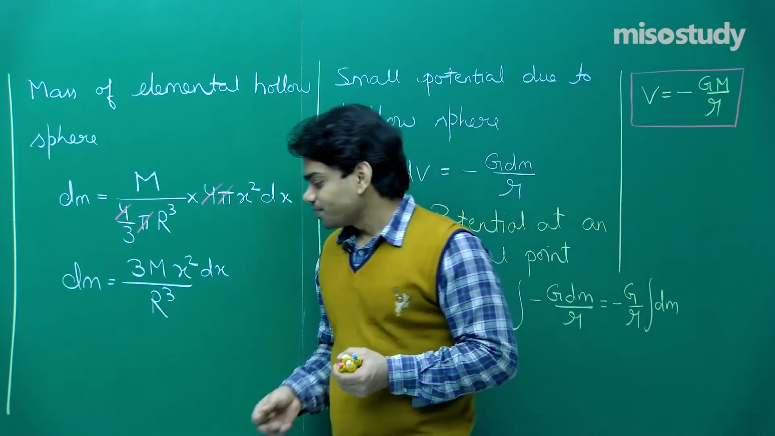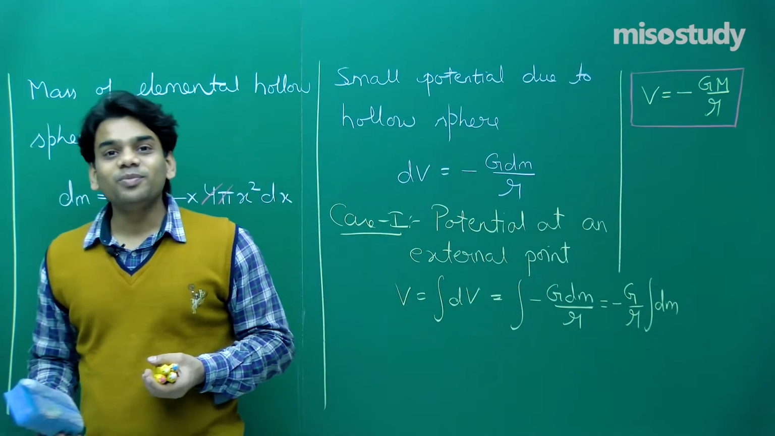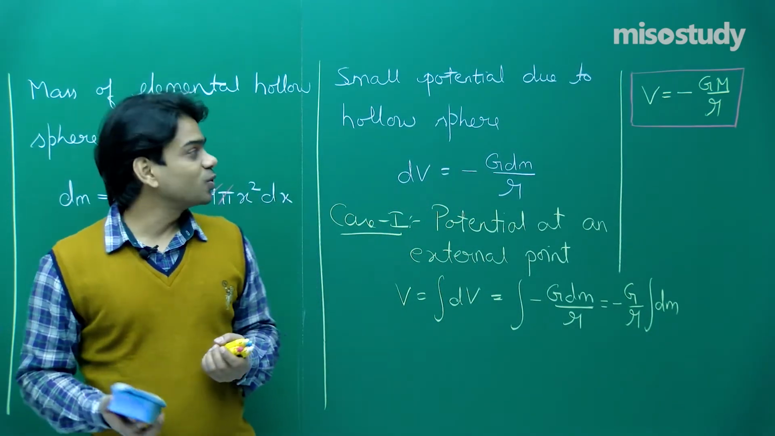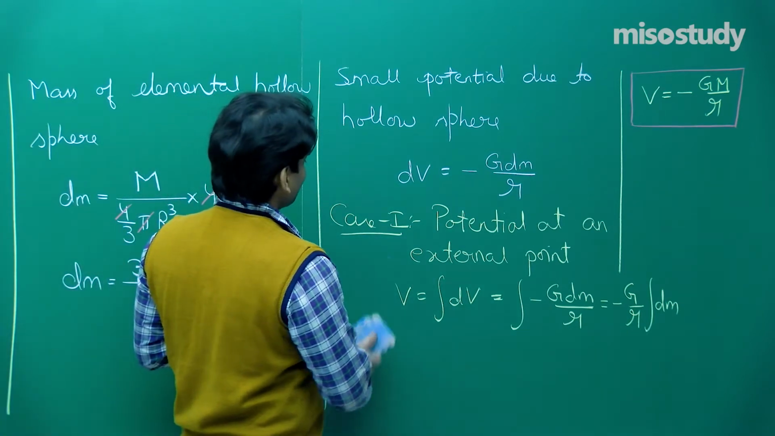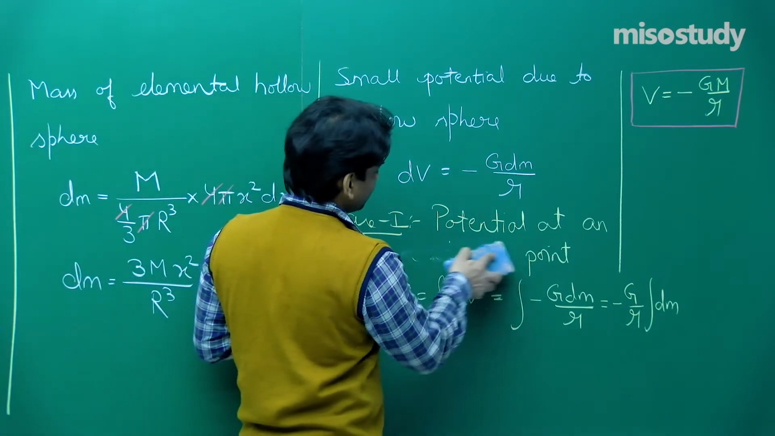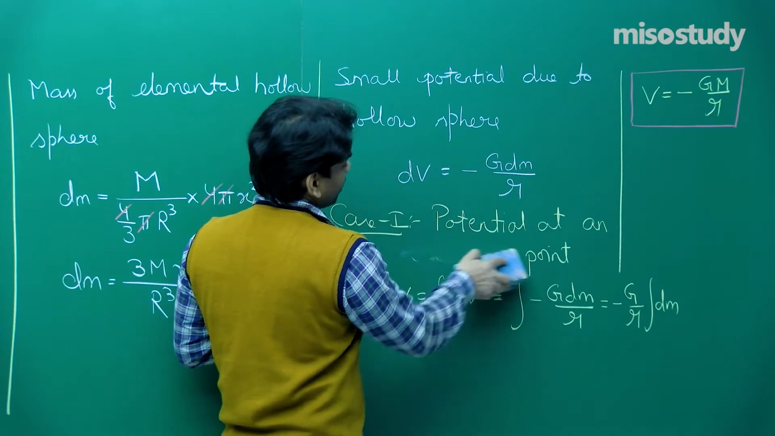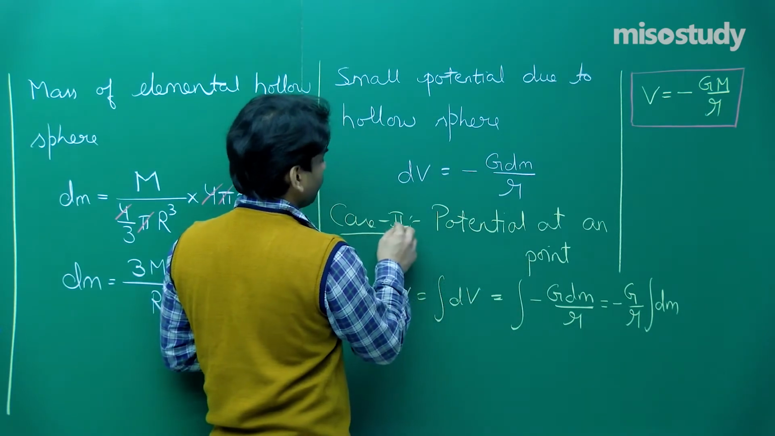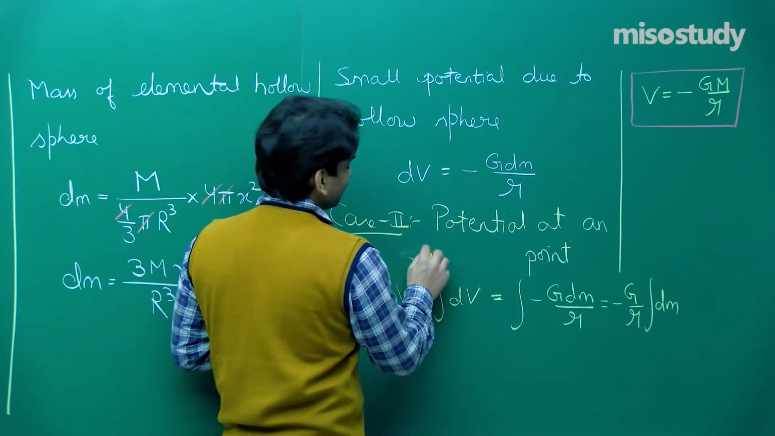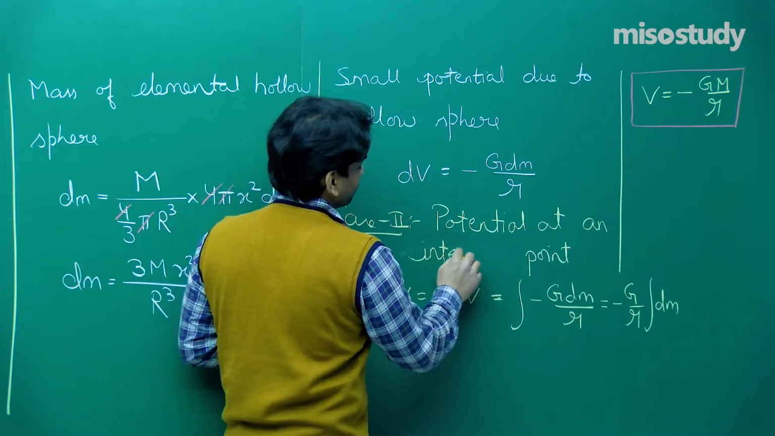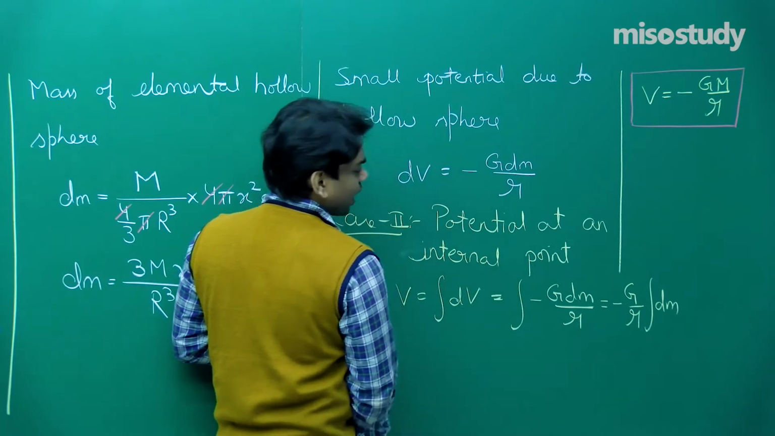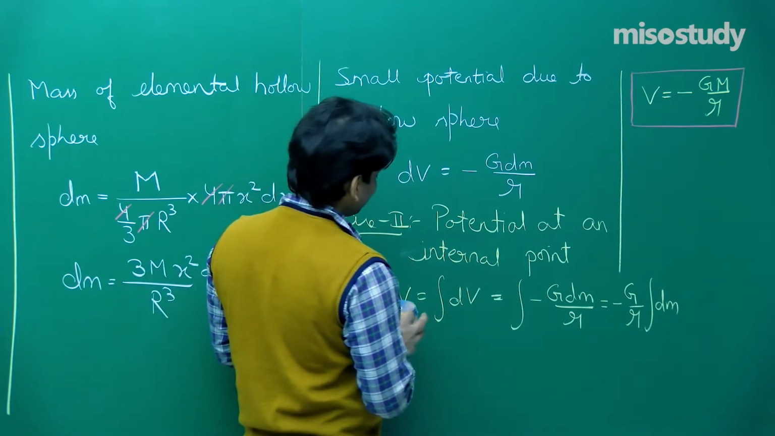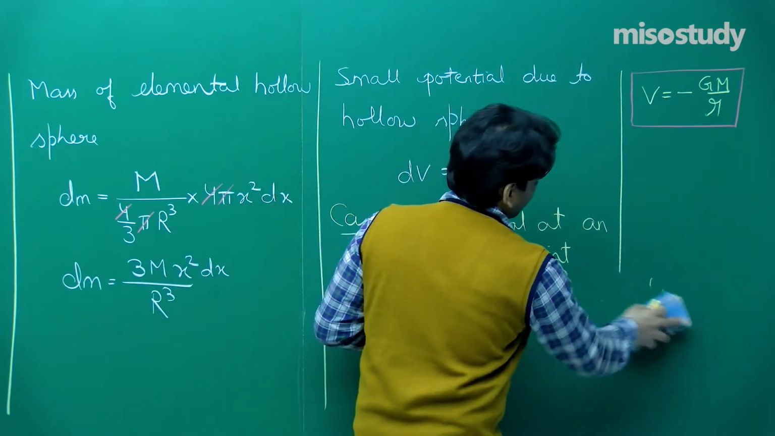Now the second one, what will be the potential if you are going to talk about an internal point? So what I'm going to do, talk about case 2. All of you mention here case 2, potential at an internal point. To find out this, now see, there are some changes that we have to do in our derivation.